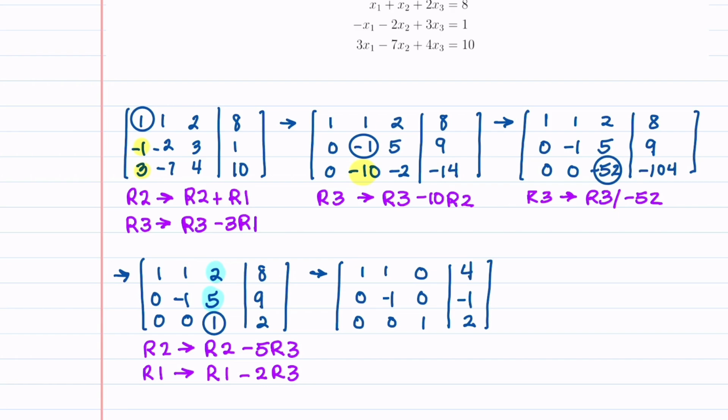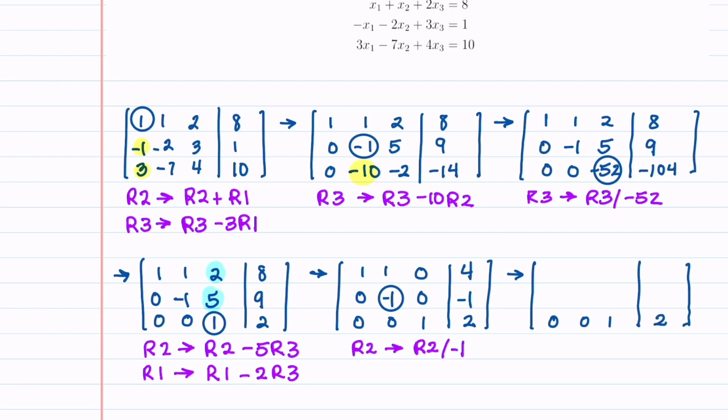We're almost done. Now we're going to work up and to the left. So the next pivot that we're going to circle is this one. We need that pivot to be equal to +1. So we're going to take row 2 and replace it with row 2 divided by -1. Our bottom row is the same, 0, 0, 1, and then we have a 2 on the right.